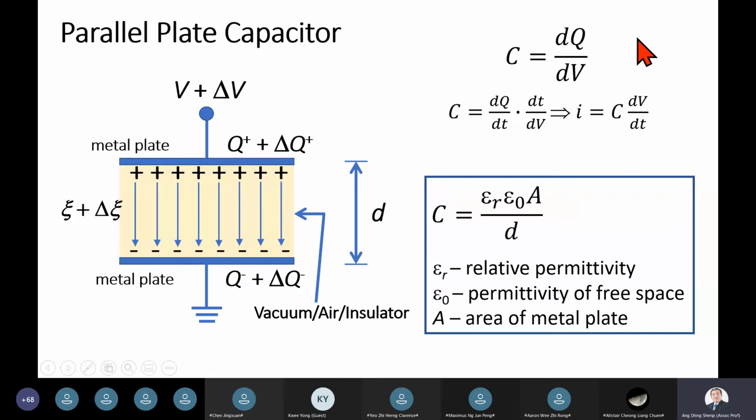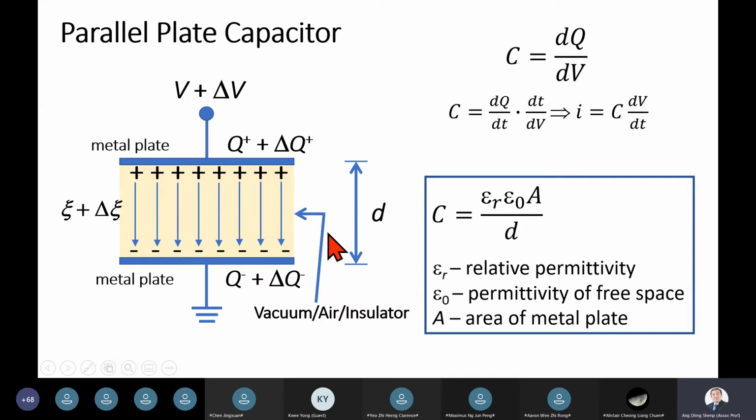So that's how the concept of capacitance is defined. Capacitance, which is an important property of the capacitor, is a measure of the capability of the capacitor in storing charge. Therefore, it is defined as dQ over dV, the change in the charge stored for a given change in the voltage. So if the change in the charge stored is large for a given change in the voltage, then the capacitance is large.